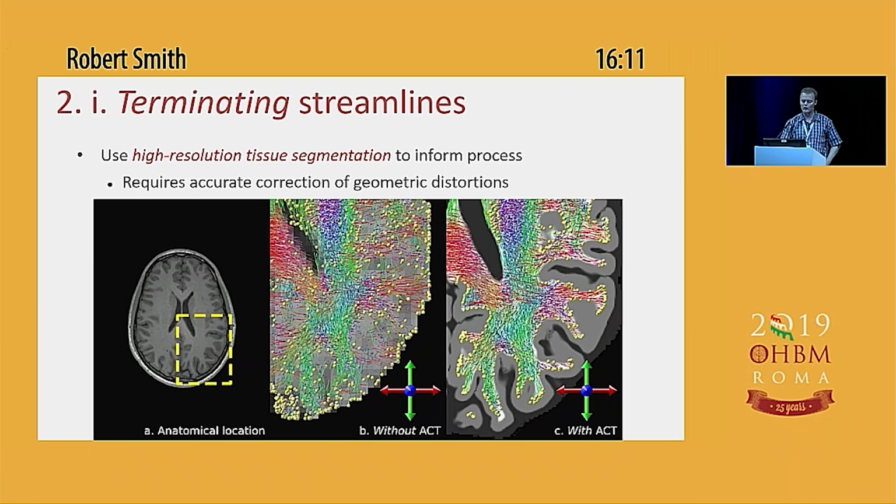Whereas if you make use of this tissue information, don't allow streamlines to terminate in the white matter, only allow them to terminate near the grey matter, then the whole process becomes a lot better posed and your connectome construction will be a lot more robust. However, this does mean that any kind of geometric distortions that are present in your diffusion image acquisition need to be explicitly corrected accurately, because otherwise your distorted diffusion information and your non-distorted T1 weighted image information won't align properly with one another.